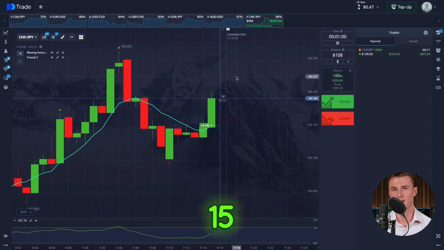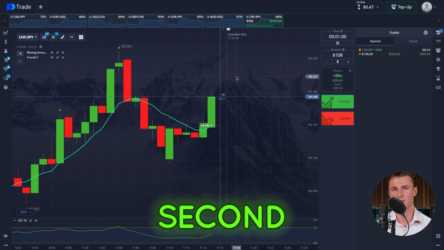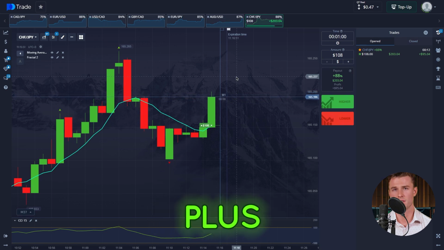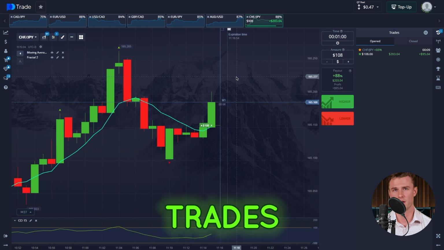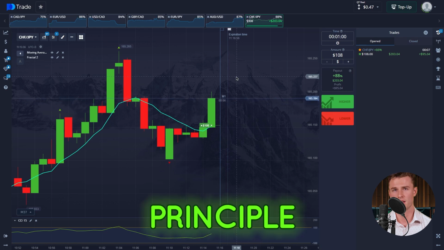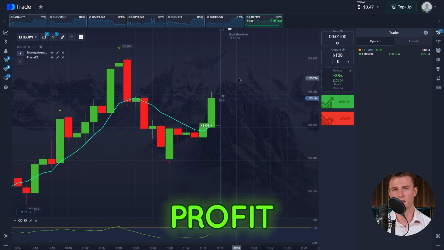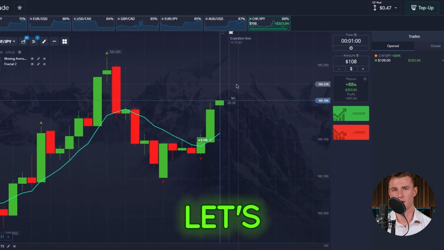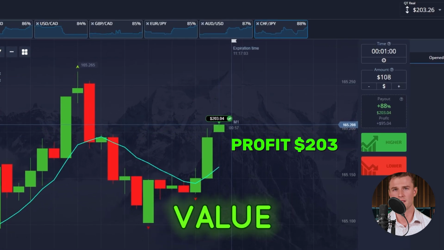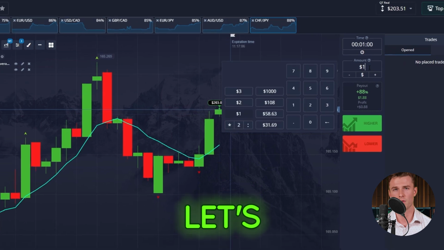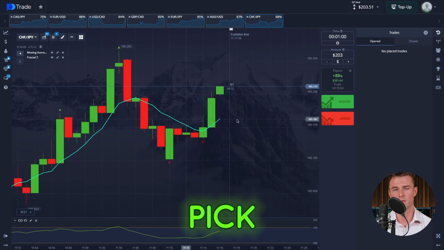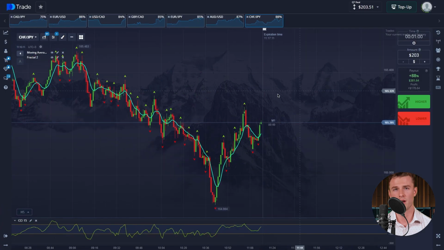Let's watch the result of this trade. A little more than 15 seconds left. And our second trade also closes in plus. We opened two trades on the same principle and fixed a good profit. Let's change the amount of value of the trade. Let's continue our trade and pick up the next currency.